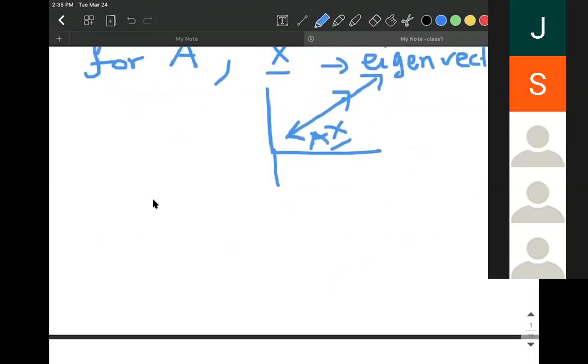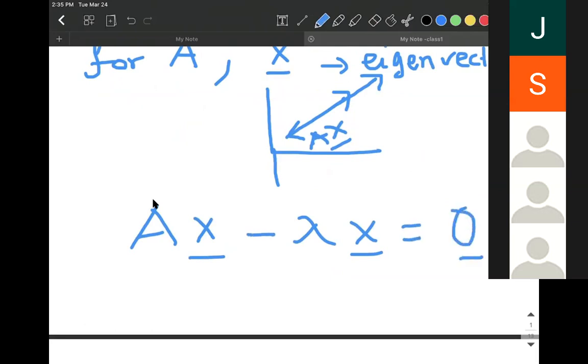Now, how do you find an eigenvalue and eigenvector? Given a matrix A, what does AX equals lambda of x mean? It means that if you bring this lambda of x to the left, what you have is the following. Agree?